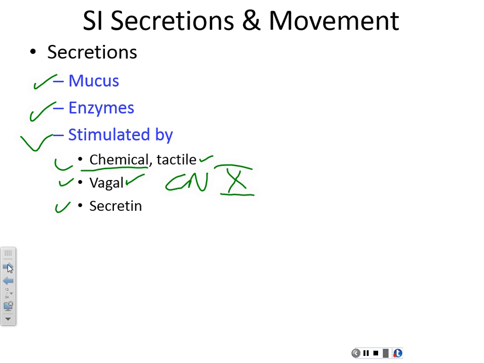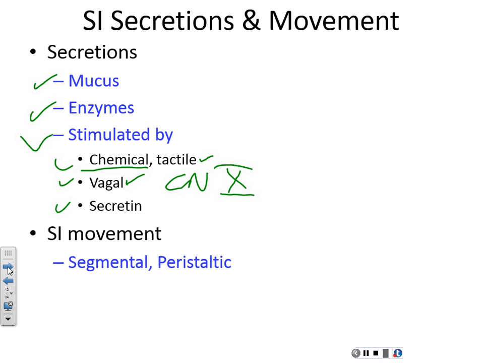And then secretin, of course, will cause the pancreas to secrete a watery fluid containing bicarbonate ions, which is alkaline. And then it will cause the gallbladder to secrete a watery solution containing bicarbonate ions as well, which is alkaline, to get rid of that acid, because that acid is very acidic.